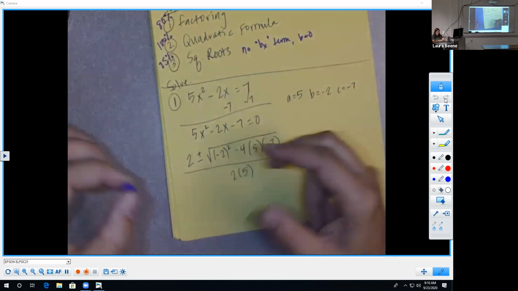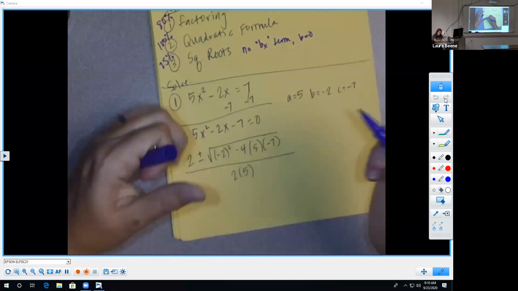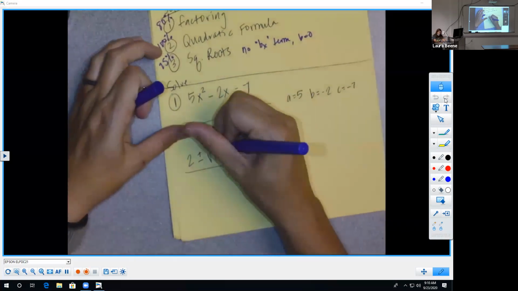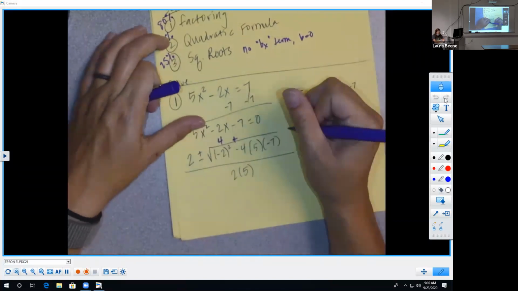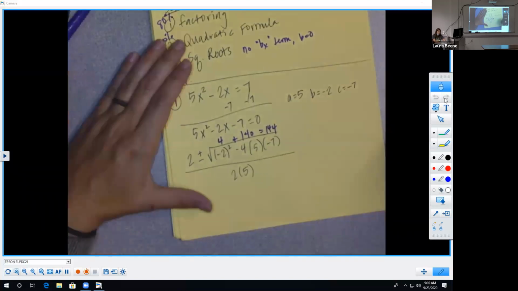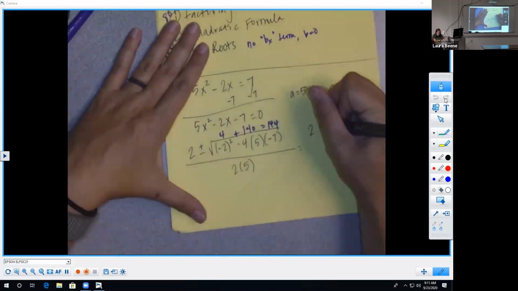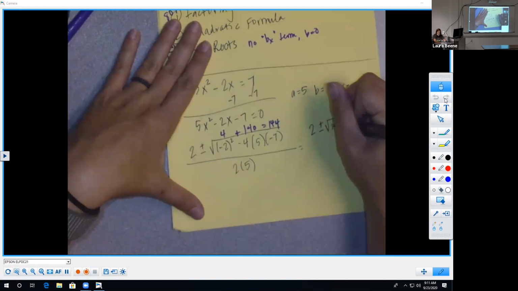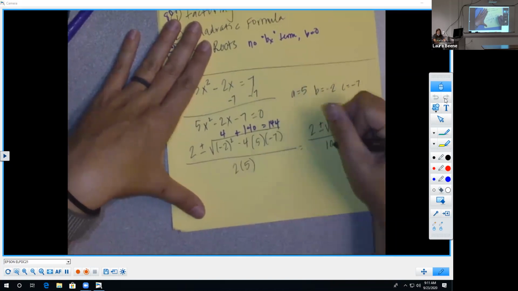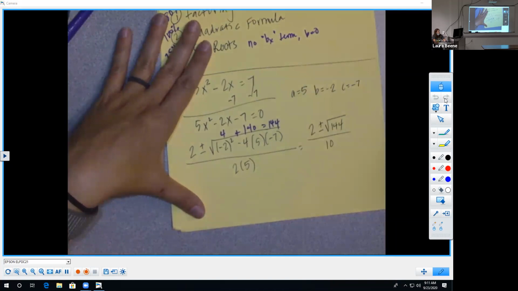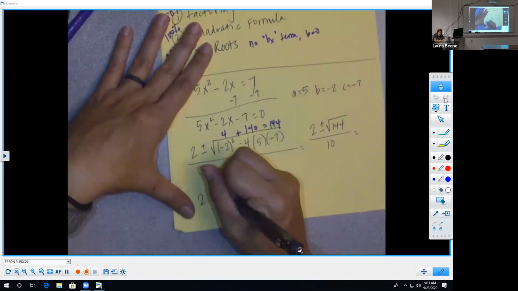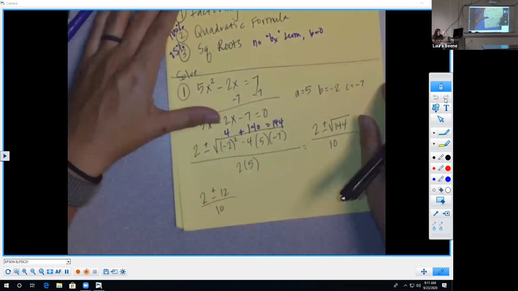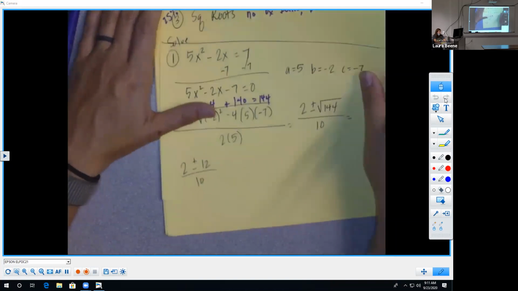Okay, so when you simplify that number into the square root, you get 4 plus 140, which is 144. So this becomes 2 plus or minus the square root of 144 divided by 5 times 2 is 10. What's the square root of 144? 12. So this becomes 2 plus or minus 12 divided by 10.